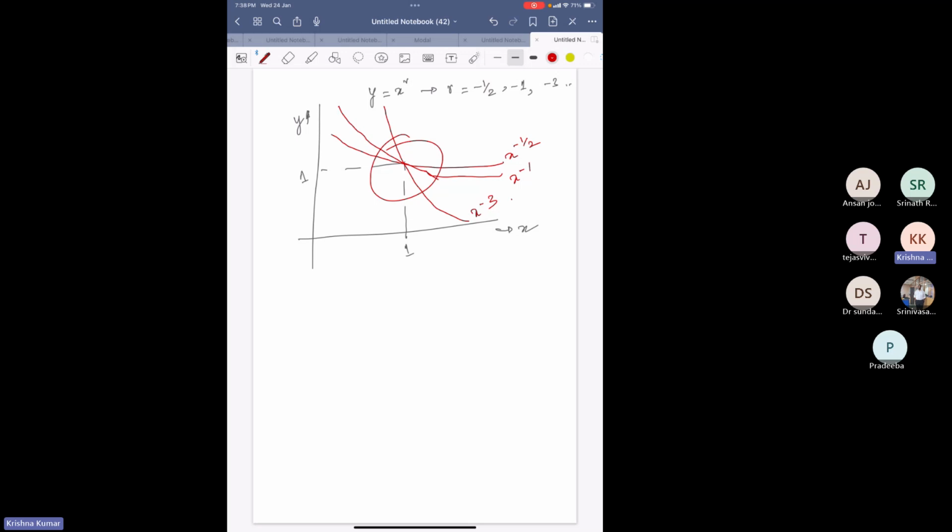So are there equations like this? Can someone give me a formula where, what am I writing, x power r? Is there a formula like this? Anyone?